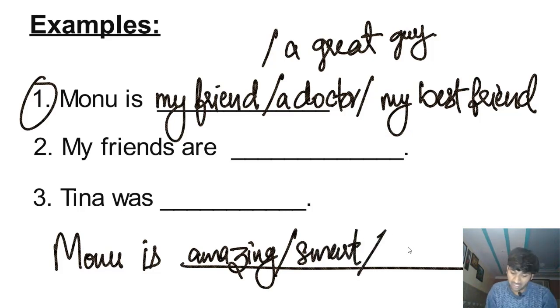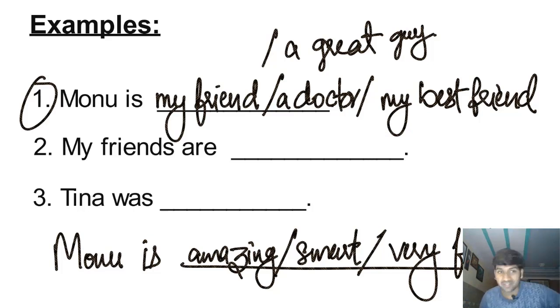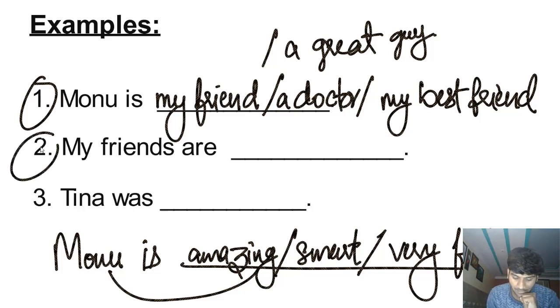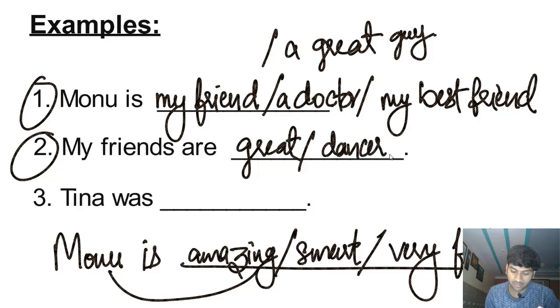I can use adjective phrases. Monu is very fast. Monu is extremely talented. So I am now modifying the subject Monu using an adjective or an adjective phrase, and this is nothing but a subject complement. So it's completing the meaning of the subject. Again, here it's an adjective, here it's a noun. Second example, my friends are great. Subject complement, adjective. My friends are dancers, noun, which is a name.